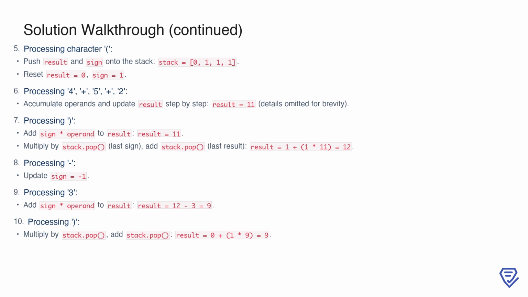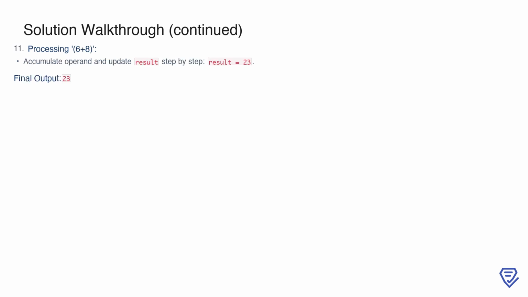Finally, when we encounter the closing parenthesis, we again use the stack to restore the context. Multiplying by the last sign and adding the last result gives us result equals 0 plus 1 times 9 equals 9. Finally, we process the expression 6 plus 8 within the input string. Just like before, we accumulate the operands and update the result step by step. After processing this part of the expression, the result becomes 23.